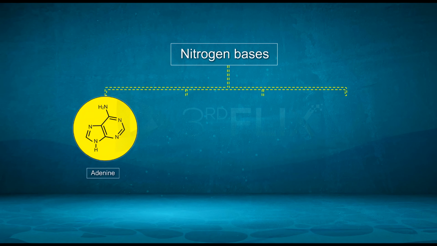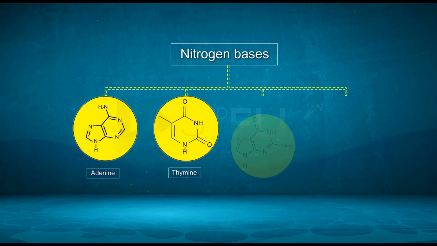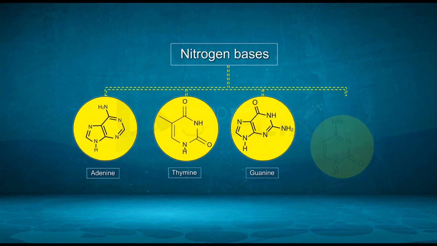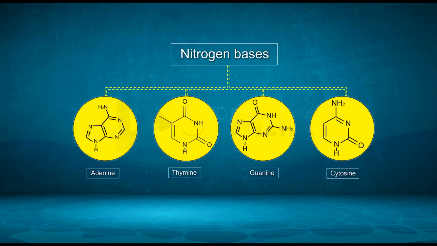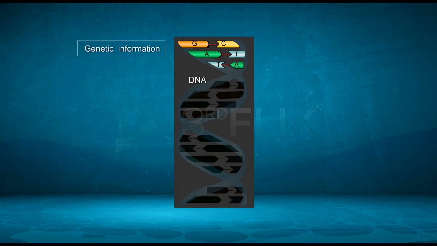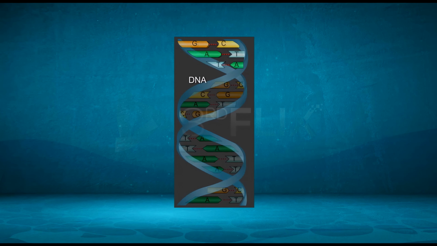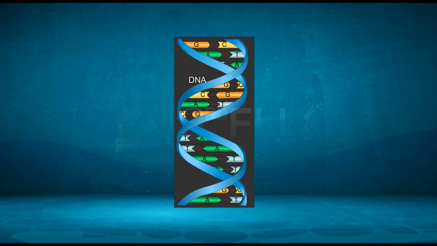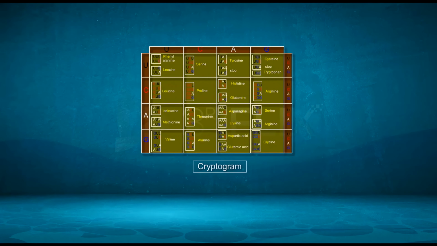adenine, thymine, guanine, and cytosine. The genetic information can be written by different combinations of these bases. The special coded information is called as genetic code, and the coded message is called as cryptogram.